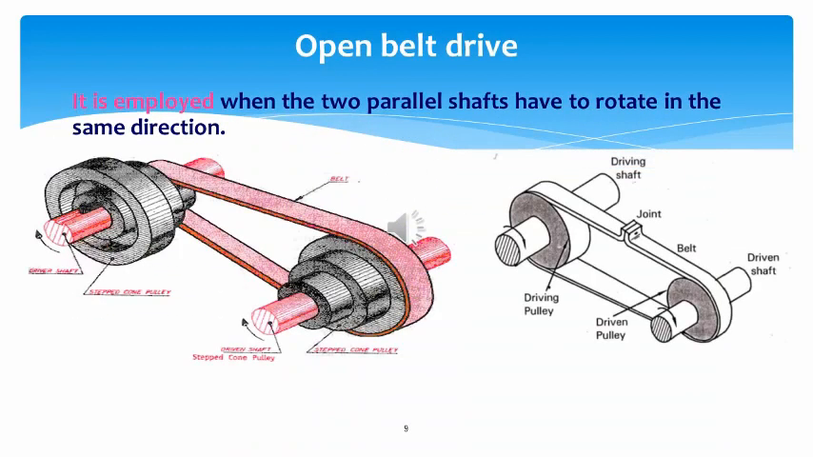This is a typical example of an open belt drive. It is employed when two parallel shafts have to rotate in the same direction. So the direction of rotation of both the shafts is the same.